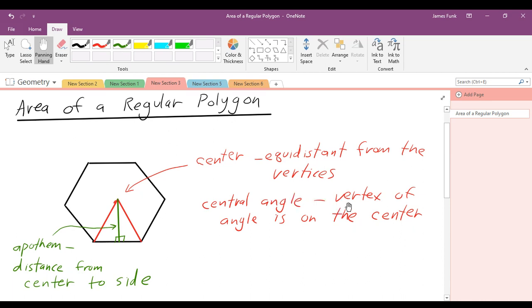So that's an angle which has a vertex on the center of the circle. So this central angle has a vertex right there on the center of the circle.